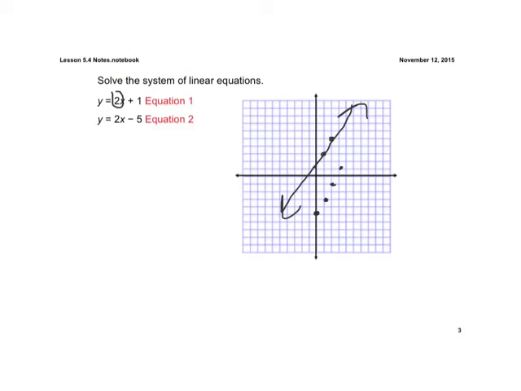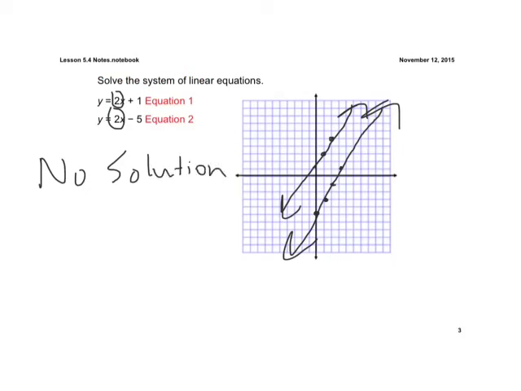Okay, notice these lines, if we were to draw our line through the points, these lines are parallel. Another way we can see that our lines are parallel, they have the same slope. Parallel lines never intersect, so we are going to have no solution. Those lines never intersect. Some of you can look at those equations and tell right away that they're parallel, because we have the same slope. We just need to make sure our y-intercepts are different. If the y-intercepts were the same, those would be the same exact line, so we would have infinitely many solutions.